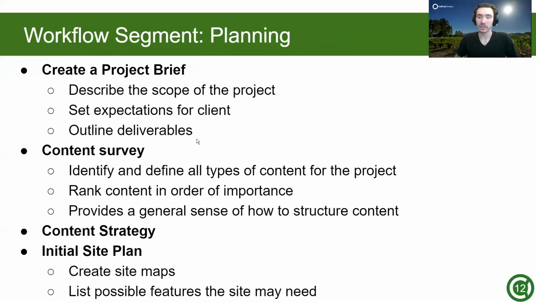So for the first workflow segment, which is planning, you want to create a project brief. You need to describe the scope of the project. You want to set expectations for both yourself and the client, and you want to outline what you'll actually deliver to the client at the end of the project. We also want to do a content survey, so we can identify the types of content for the project, and we can also rank said content in order of importance, just in case we need to cut some content from the website.